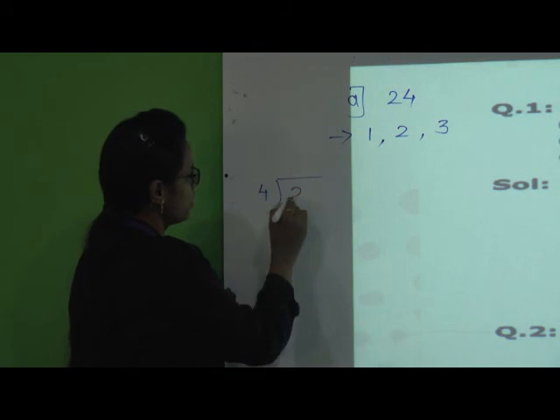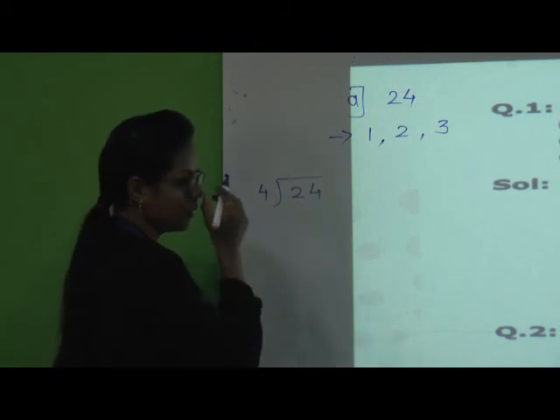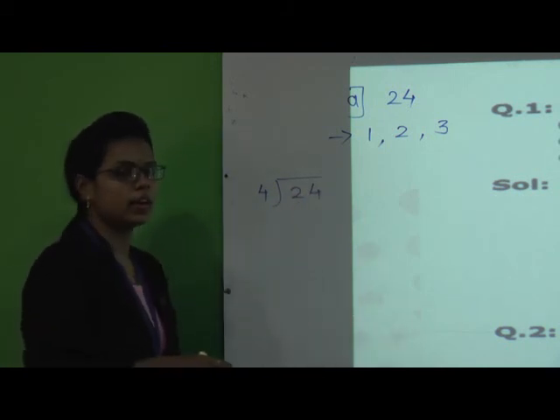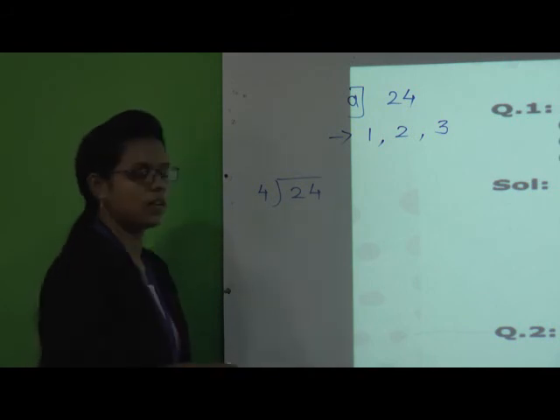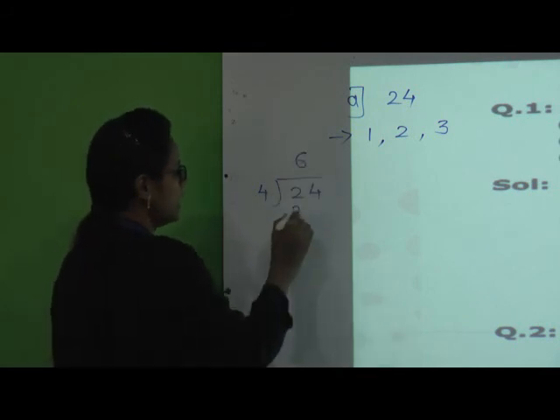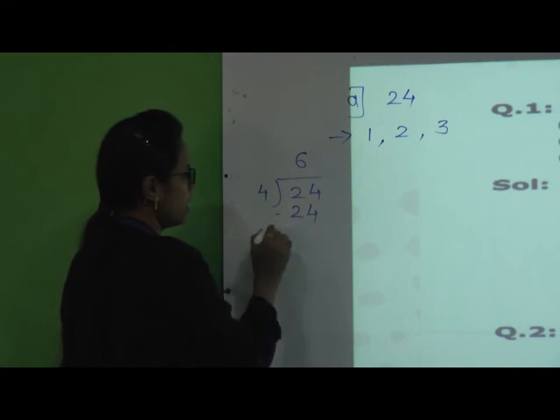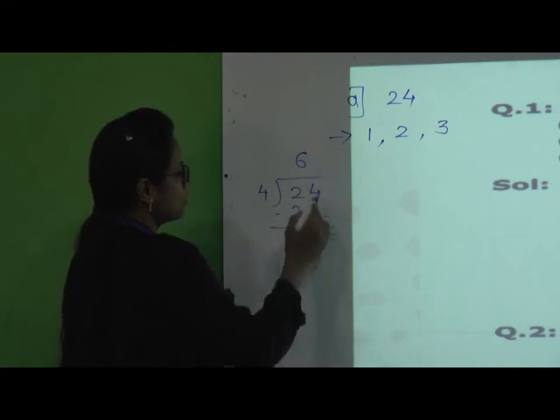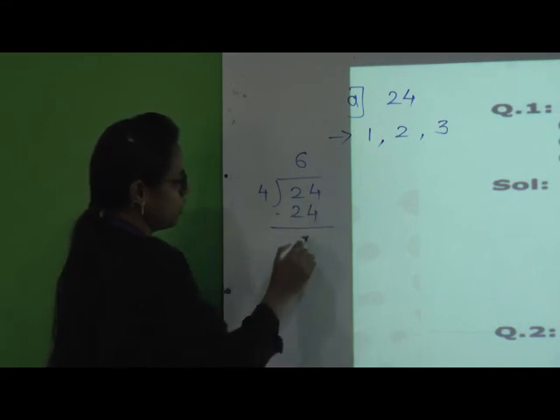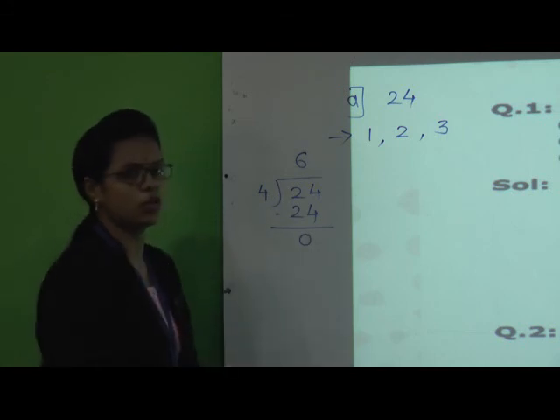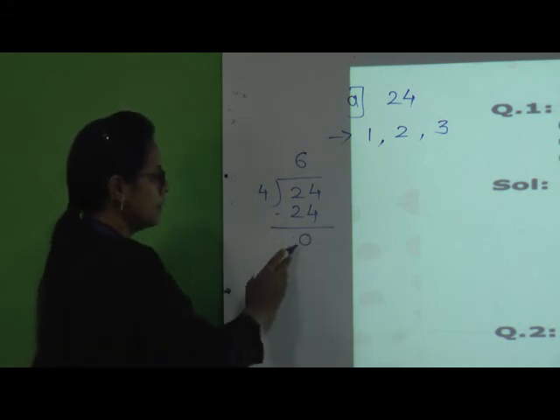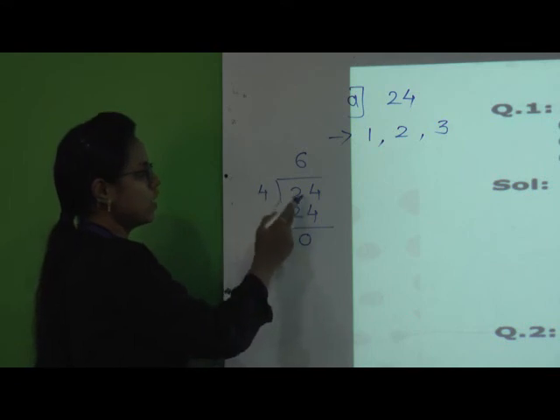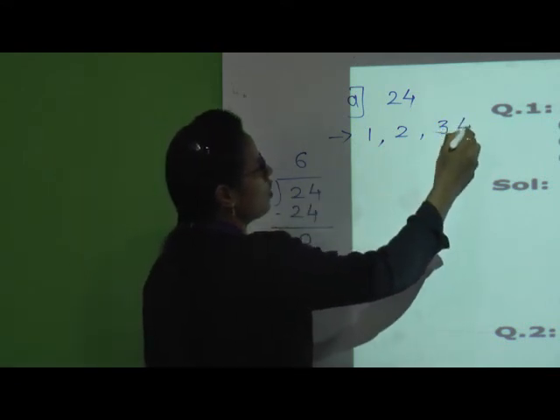Okay. Let us take the next number, 4. 24 divided by 4. What will come, you tell me? The answer? 4 6s are 24. So 24 minus 24 is again 0. So when we get the remainder 0, 4 is a factor of 24.